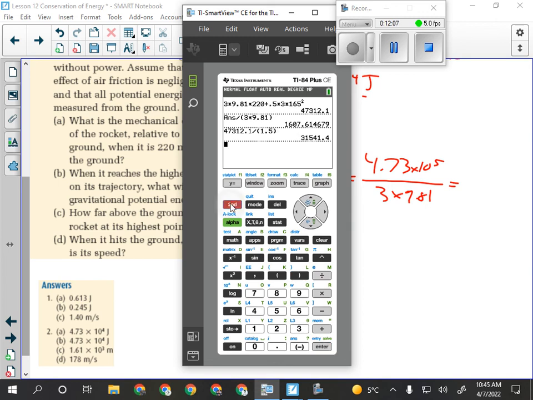Then I square root that. So it'll be going 178 meters per second when it hits the ground. Okay, everybody all right with that?